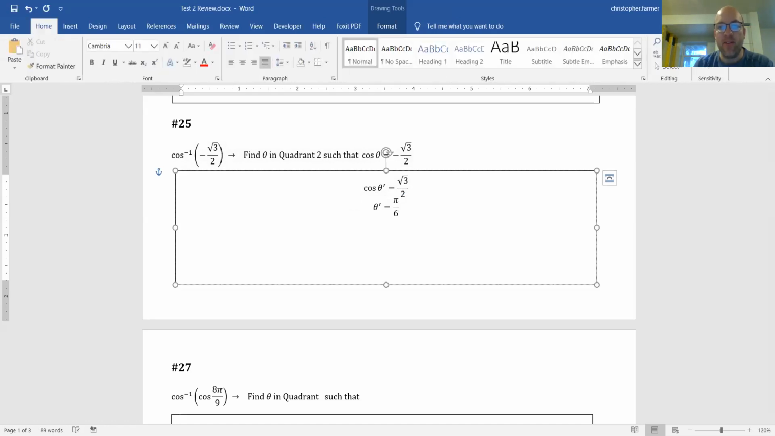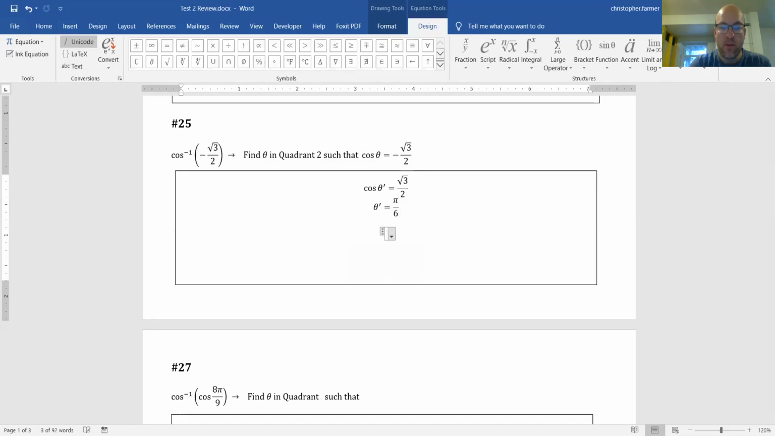Okay, so what that tells us is that our angle in quadrant 2 is pi over 6 units away from the x-axis. So in quadrant 2, our actual angle is going to be a little bit less than the x-axis. In quadrant 2, the closest x-axis is the negative x-axis. The negative x-axis is pi radians.